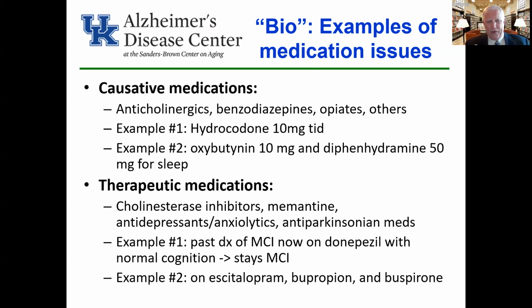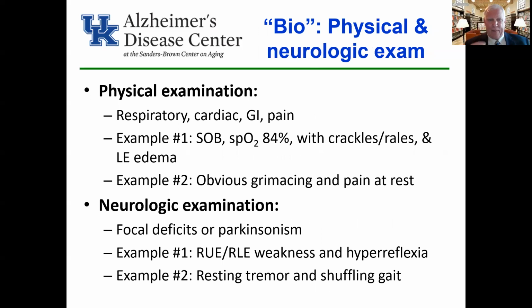We might see somebody who is on escitalopram, bupropion, and buspirone, and we know that severe depression and anxiety are major problems for this individual that might skew us away from a degenerative diagnosis and make us begin to think and at least consider whether or not an underlying psychiatric condition could be responsible for any cognitive change noted. The physical examination, of course, looking for respiratory, cardiac, GI, chronic pain issues, very, very important.